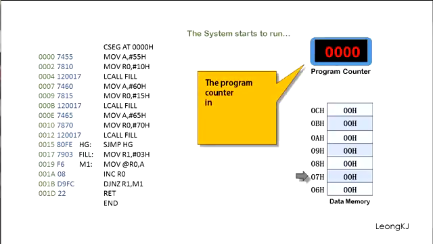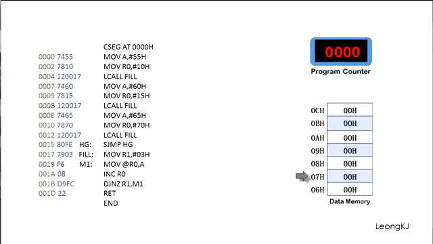The program counter indicates the code location to pick up the instruction. Therefore, instruction fetch and execution will start from code location 0000. As the instructions are fetched and executed, the content in the program counter is incremented. Eventually, the program counter reaches 0004. Code at location 0004 is fetched, and the LCALL FIELD instruction is executed.